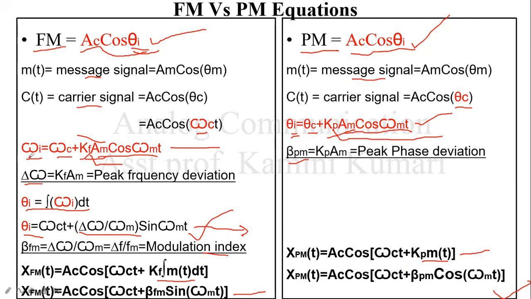Basically, when you have integrated this omega I, what have you integrated? You have integrated this term, and this term is your message signal. So indirectly, you will get this equation for your FM because you are integrating the message signal. And in the case of PM, you will get m(t) directly because you don't need to integrate or differentiate. So these are two equations for your FM, and here we have two equations for your PM, and these four equations are very important to understand frequency modulation and phase modulation.